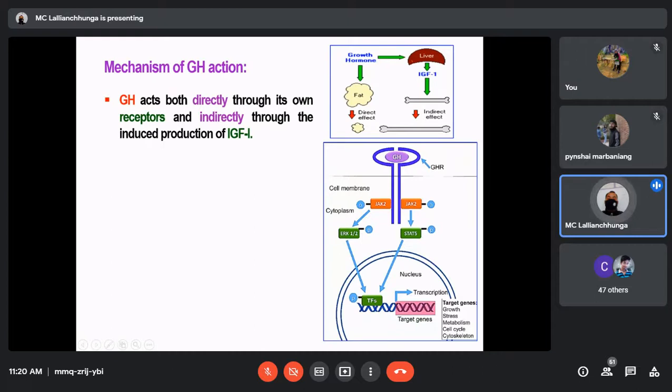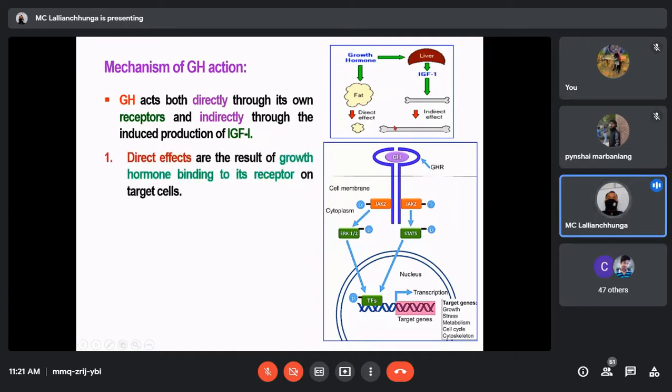But the more important effect is its indirect effect. It will act on the liver to produce IGF-1. And IGF-1 now has so many functions, I've already shown you the diagram in the previous slide. IGF-1 action is very large. It will cause growth of the chondrocytes, or let's say growth of the bones, again growth of the muscles and all. Those are the indirect effects. Here you can see this is the bone. After IGF acts on the bone, there will be an increase in the length of the bones.